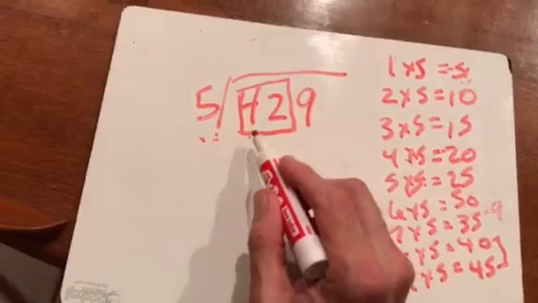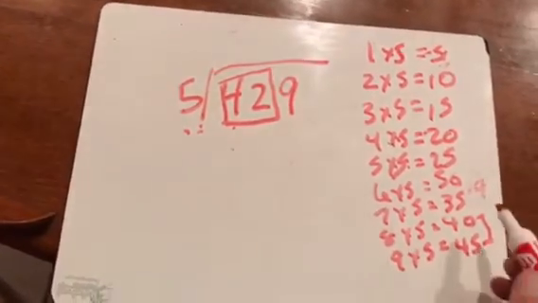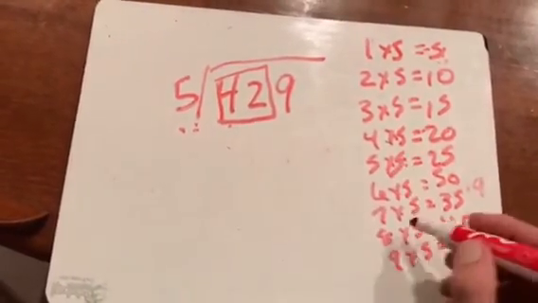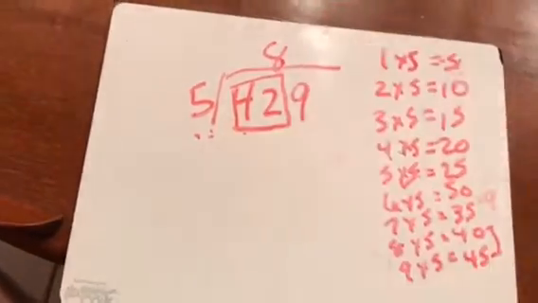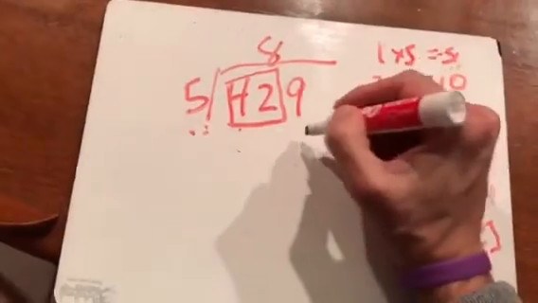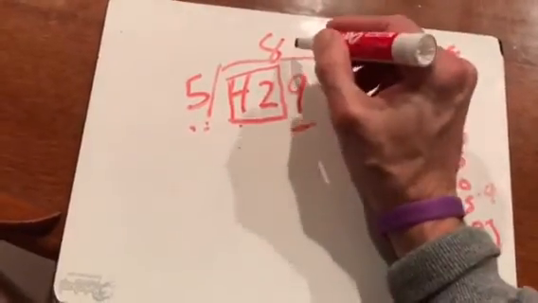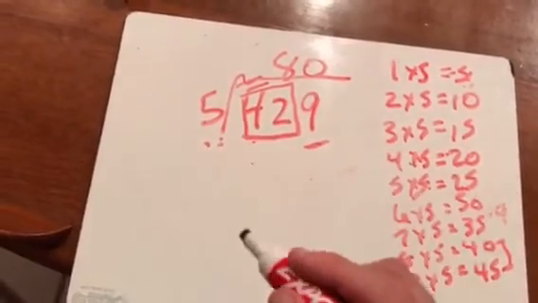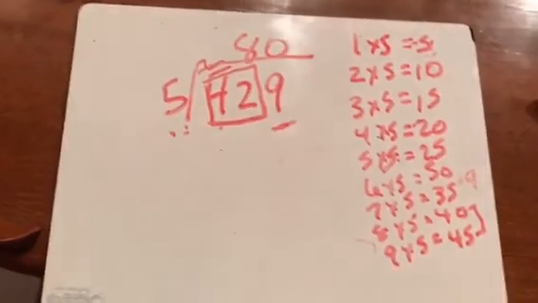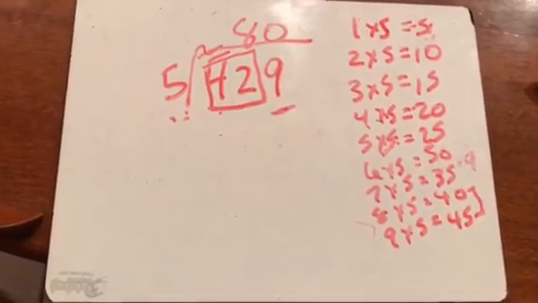So if I look at 40, 40 is 2 less. That's pretty good. 45 is 3 more, but your best bet is going to be 8 times 5, which is 40. So I'm going to go ahead and put my 8 up there above the 2. And then I see there's one digit left. That's going to be a 0 right there. So 429 divided by 5 is about 80. Not exact, but about. So hopefully this helps you understand estimating quotients a little better.